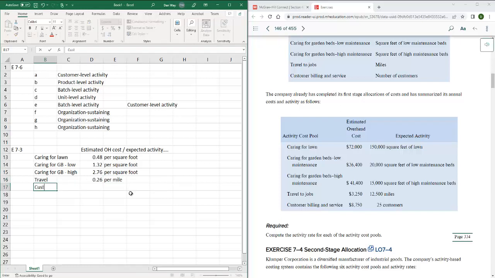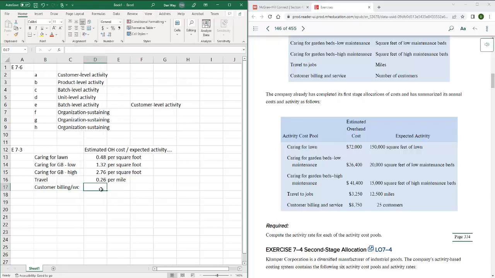And then last but not least, we had customer billing and service. So that's providing bills to the customers, taking calls from them, answering complaints, concerns, all those types of things. We expected the overhead cost associated with that to be $8,750. So we'll divide that by the 25 customers we think we're going to be serving in this upcoming period. And that gives us an activity rate of $350, and that's per customer.